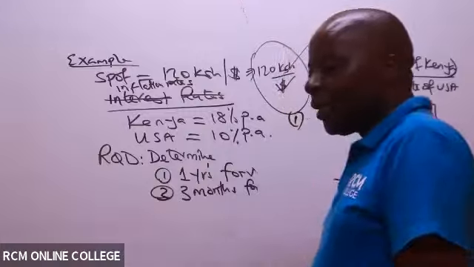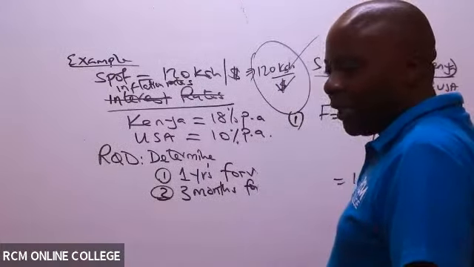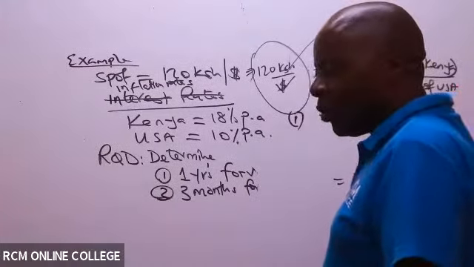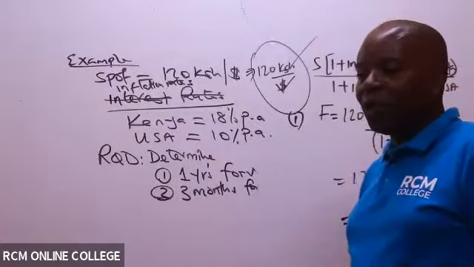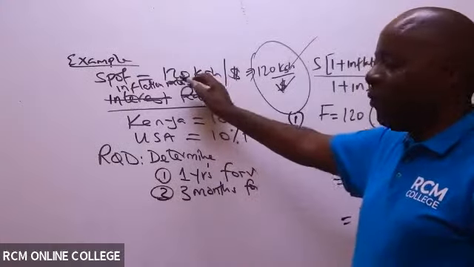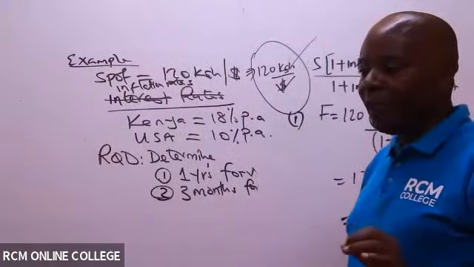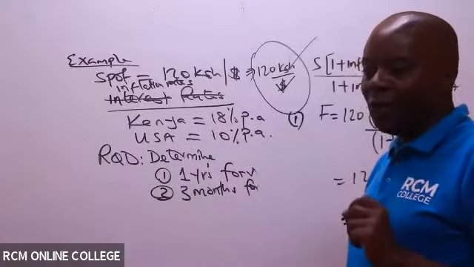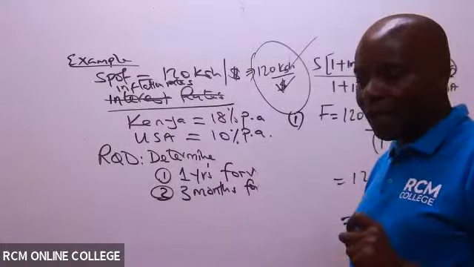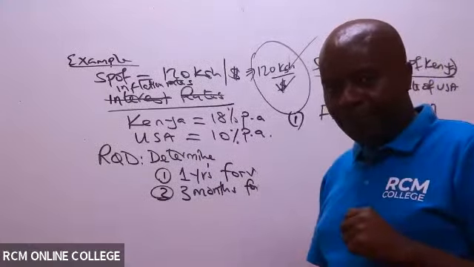Go ahead straight away and give us this one here. When you multiply, they're saying 120 times 1.18 over 1.1 is 128.73. Let me ask you a question. We are moving from 120 Kenya shillings per dollar to 128.73 Kenya shillings to the dollar. Is the Kenya shilling here depreciating or appreciating?